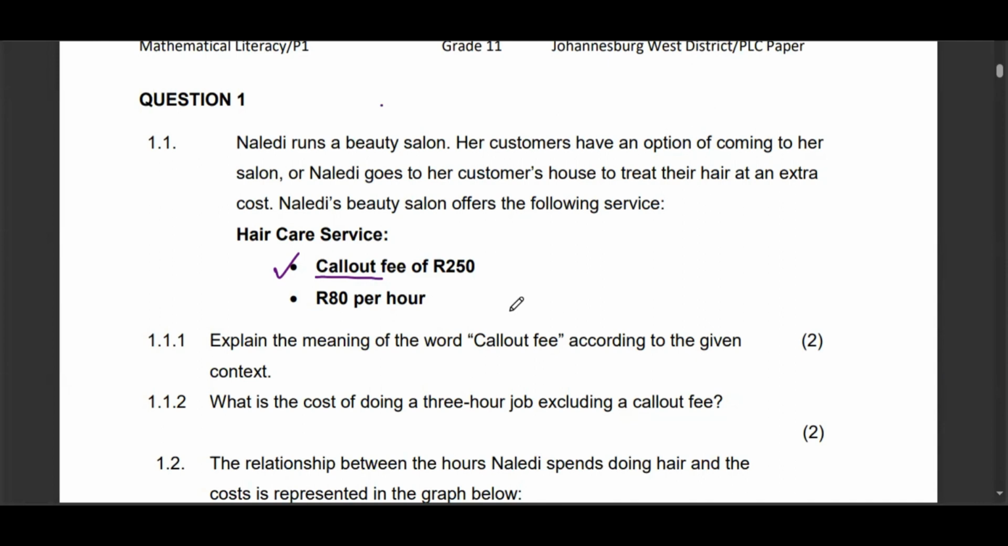Explain the meaning of the word call out fee. Now, the call out fee, we shall say, is a fixed amount charged for house service. You understand? All we need here is a fixed amount that is charged. The moment you call her, make sure that you have 250. On top of that, you start paying for each hour. All right.